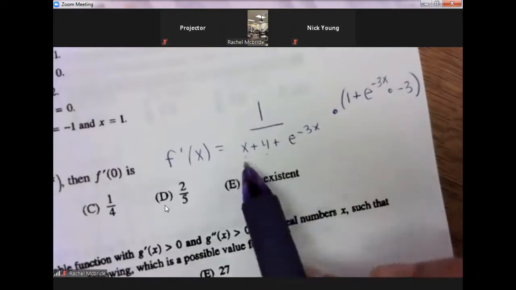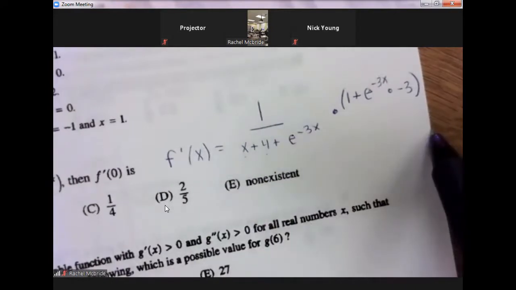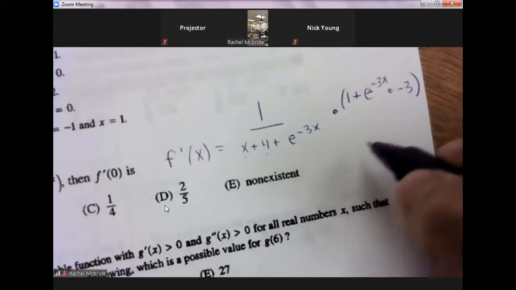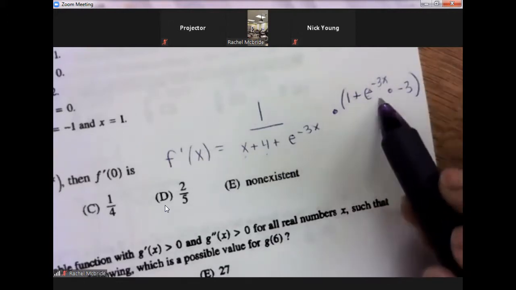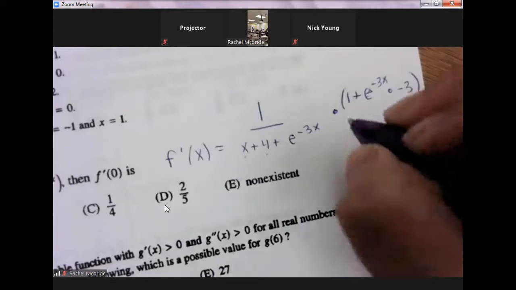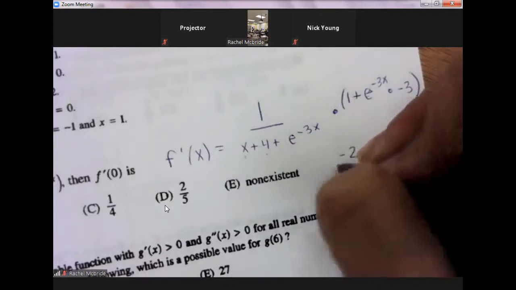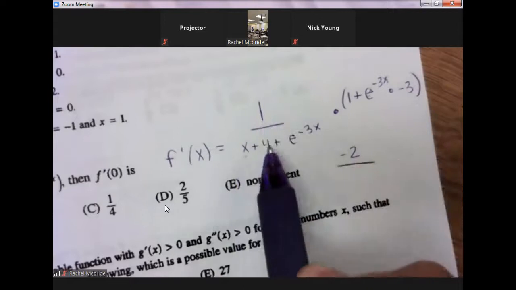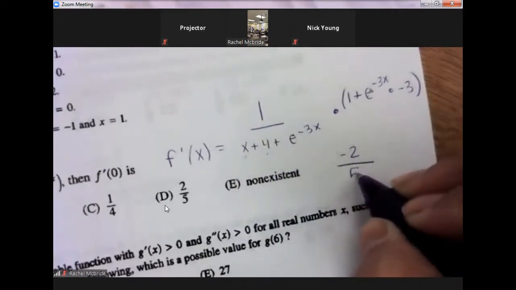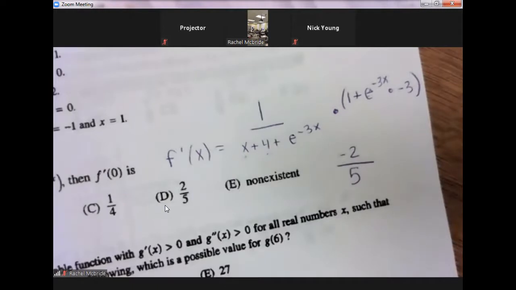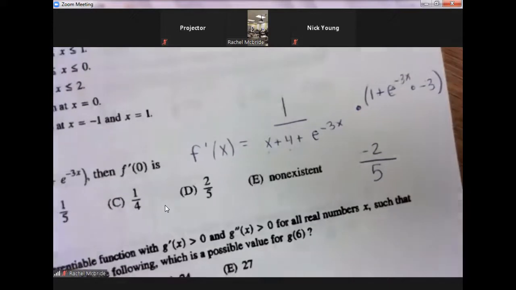And then what we had to do is plug in a 0 for all of our x's. So you got e to the 0, which is 1. So you got 1 plus negative 3, which was negative 2. And then 0 plus 4 is 4. 4 plus 1 is 5. Okay?